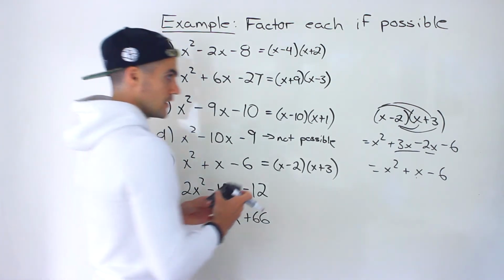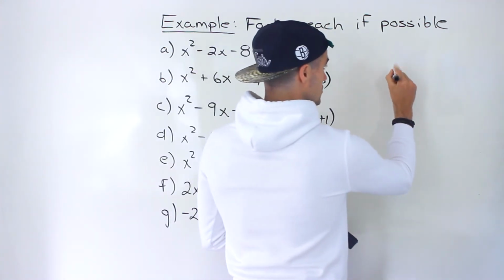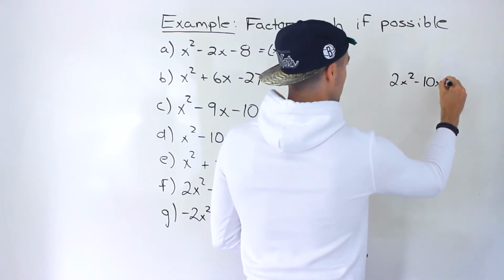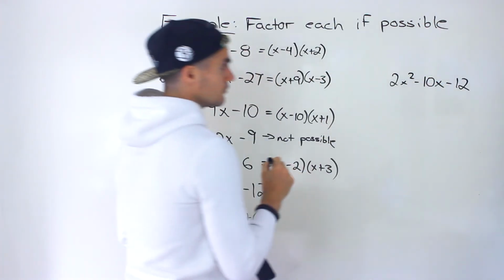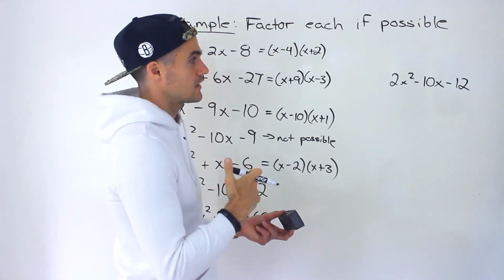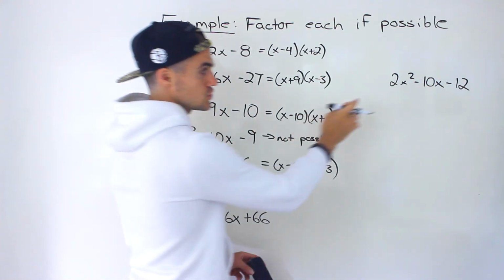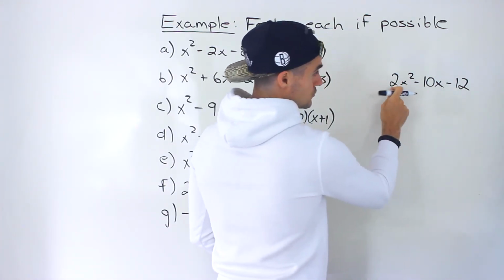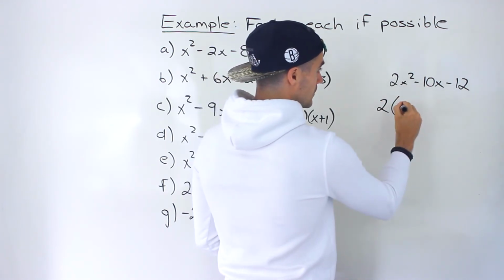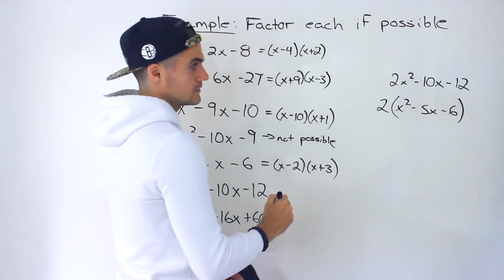And then finally, moving on to part F, the last two. We got 2x squared minus 10x minus 12. First thing we always check, can we factor something out? Notice in this case, we can take out a 2, because 2 goes into 10 and 12, and 2 goes into 2 itself. So we could take out a 2 from everything. If we divide everything by 2, we'd end up with that right there.